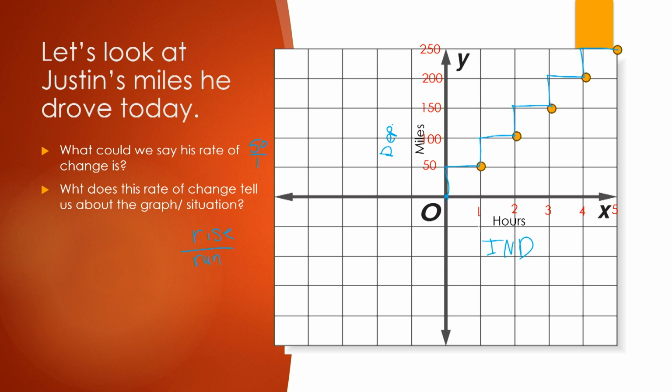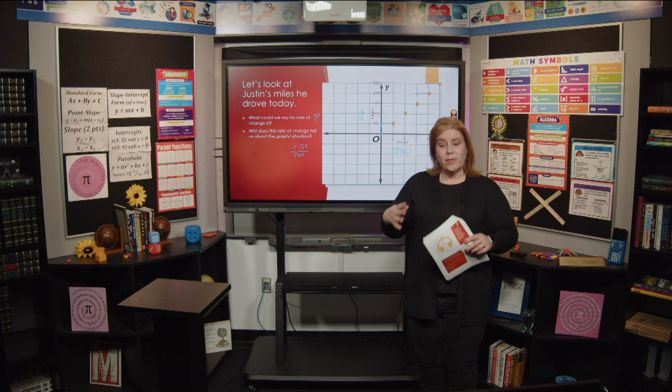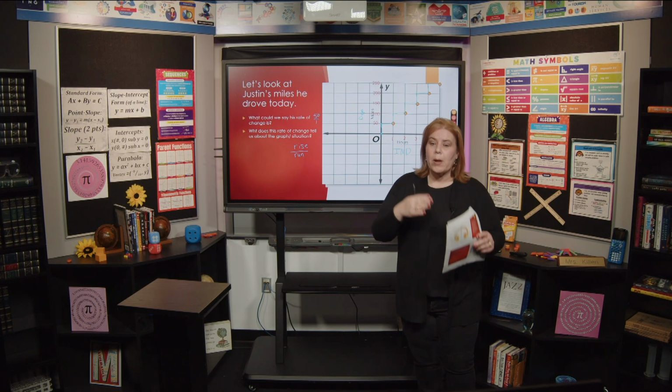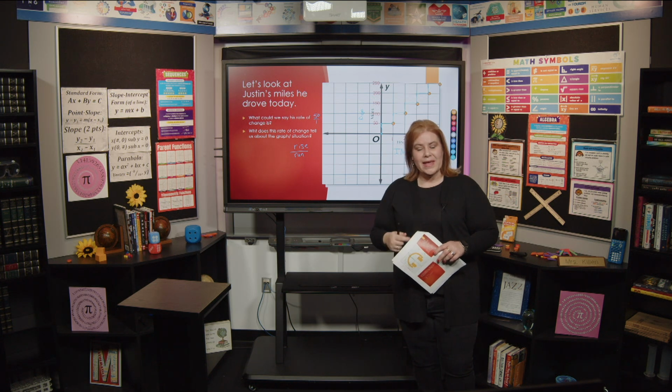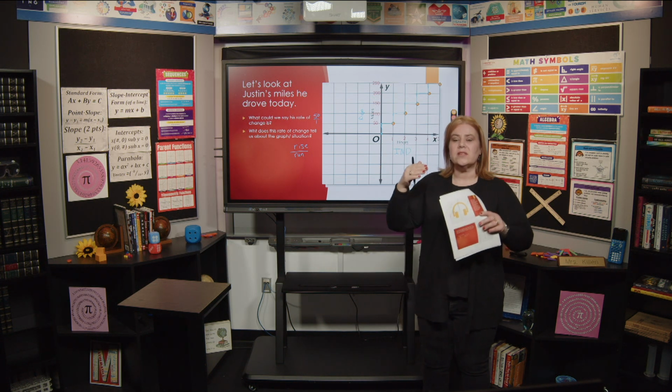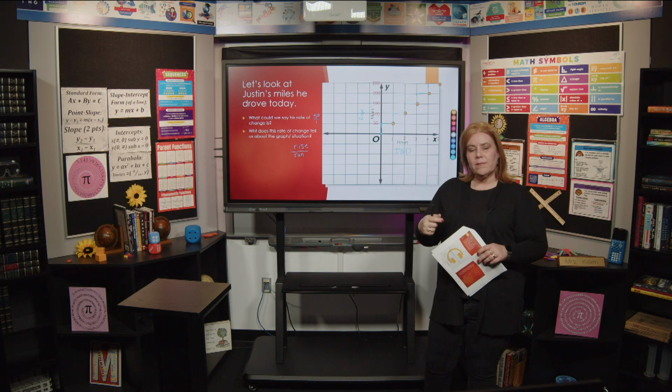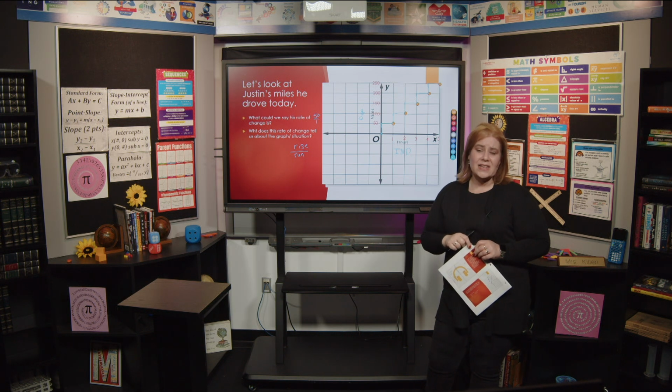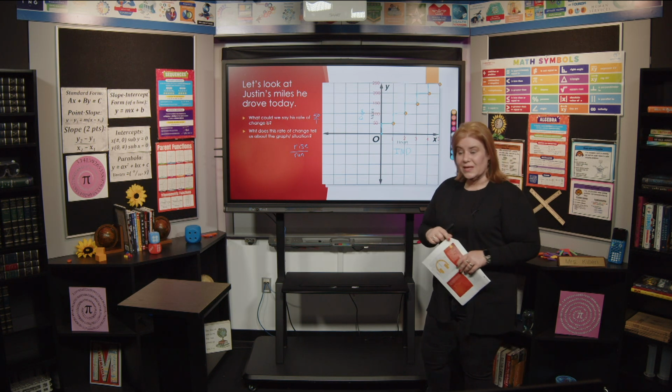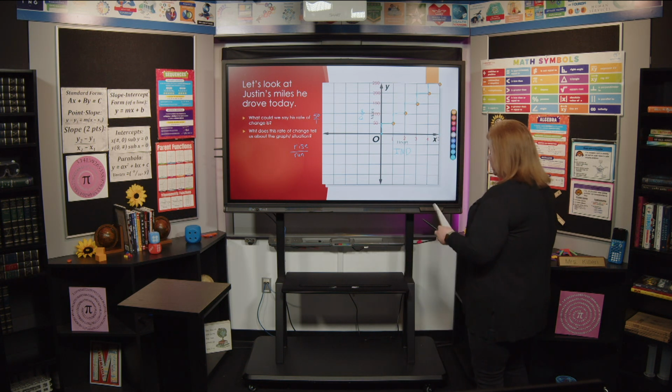So what does this rate of change tell us about this graph? That every hour, he's driving 50 miles. He's probably going 50 miles per hour. There's that word again, per. 50 miles per hour. You're telling me, Ms. Killen, we can figure out how fast we go? Yes, we can. Let's look at some more.